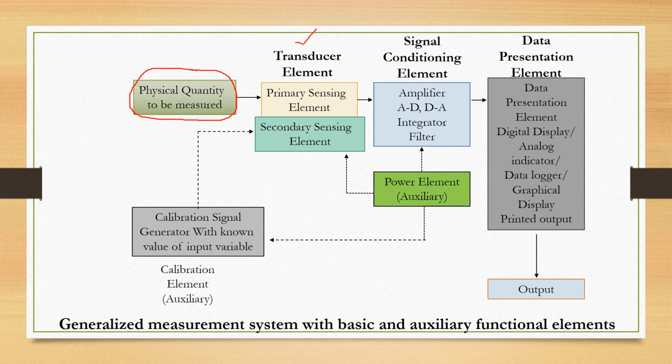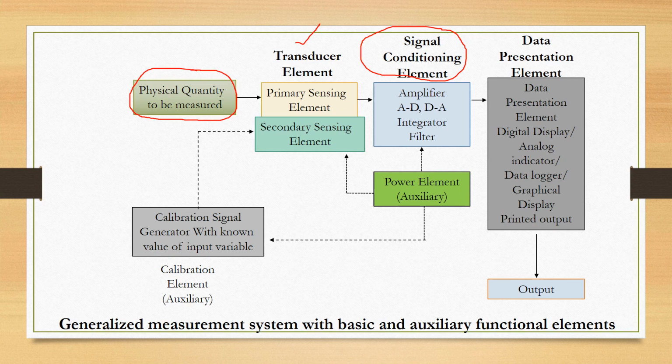So the transducer will sense the physical quantity, and for that it may have some primary sensing element, and sometimes more than one transducer is needed. Then we can also have some secondary sensing element. After the physical quantity is sensed by the transducer and converted to some appropriate physical quantity, that signal is sent to the signal conditioning element.